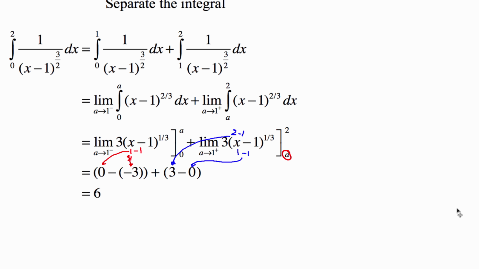Now since we actually get a number here, we say the integral converges to 6. So the area underneath the curve from 0 to 2 of 1 over x minus 1 to the 3/2 power, that area is going to converge to 6.